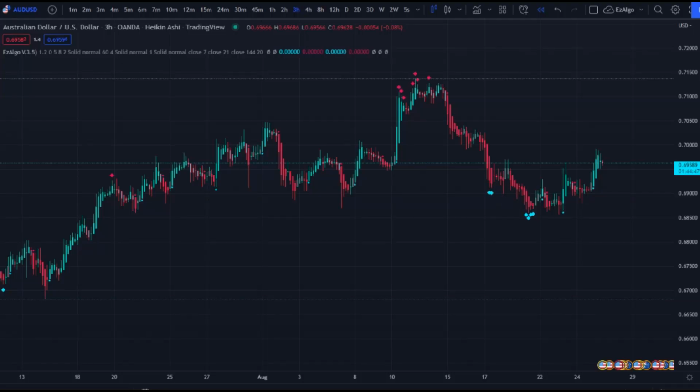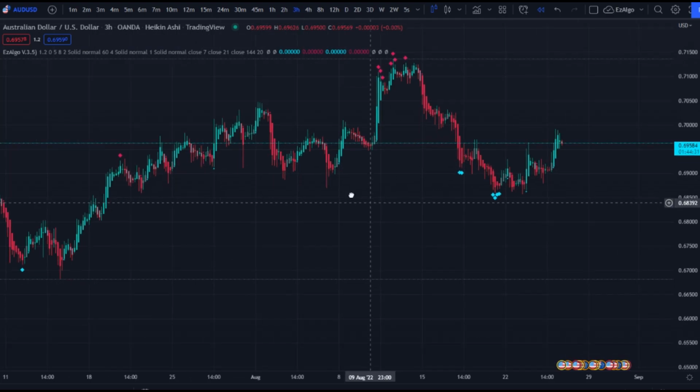Alright guys, super excited to make this video. This is going to be how you can mark out zones with EzAlgo. It's pretty common knowledge, I think, that one of the most important aspects of trading is marking out your horizontal zones, right? Your horizontal levels. Now, there are a couple of ways you can go about this.